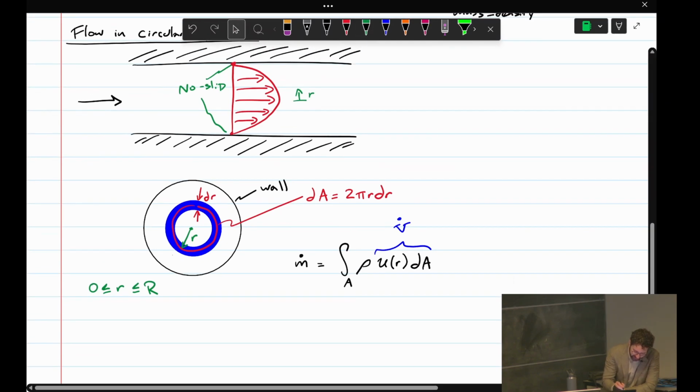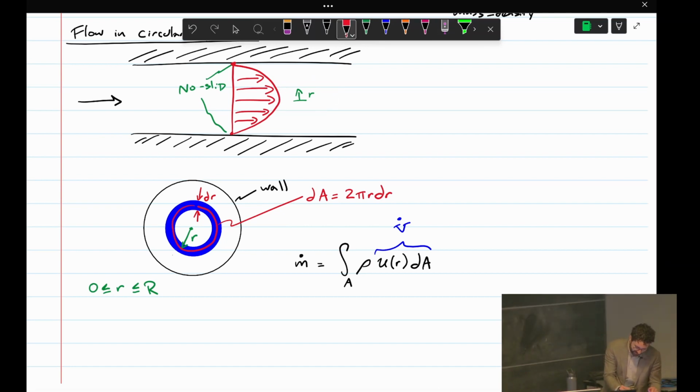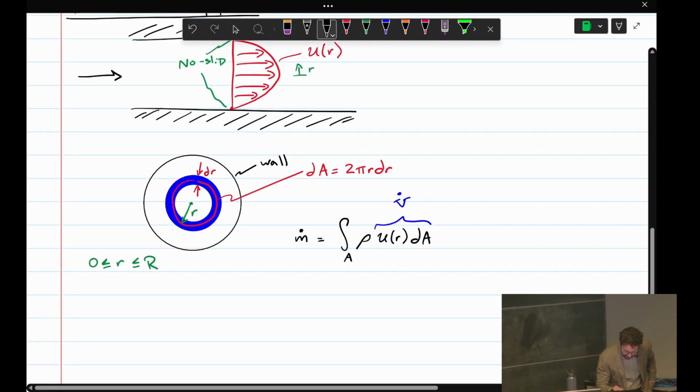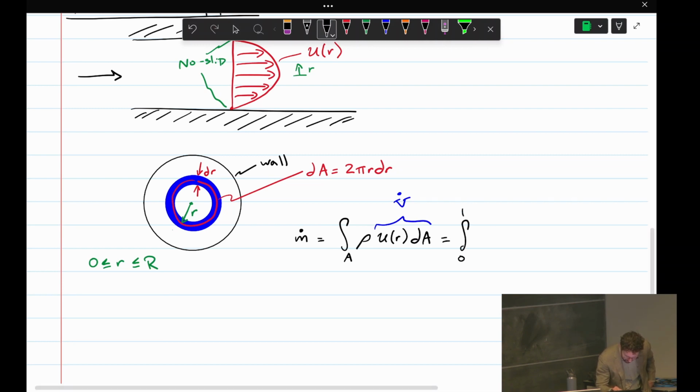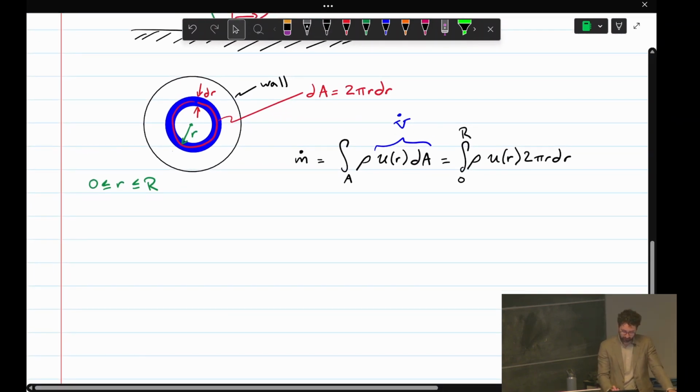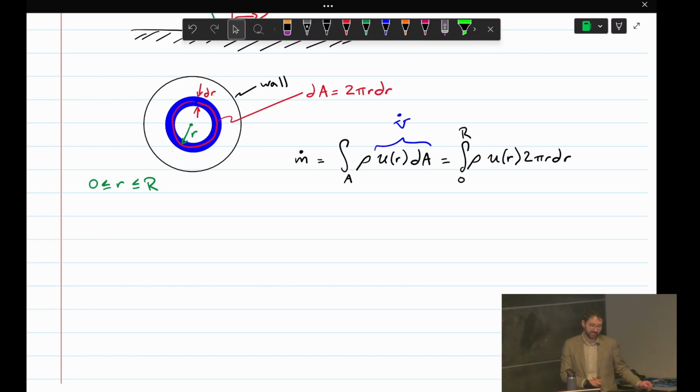So if I go back up to that cross section here, see I annotated r in there. So the actual velocity we have, u of r, is determined by our radial position in a pipe. Okay, so the total mass flow rate then will be the integral from 0 to big R of rho u of r 2 pi r dr. Any questions on this integration setup?